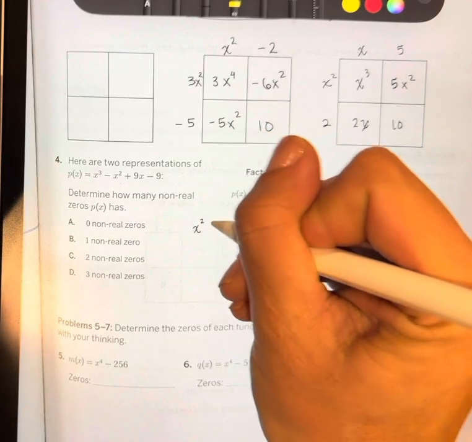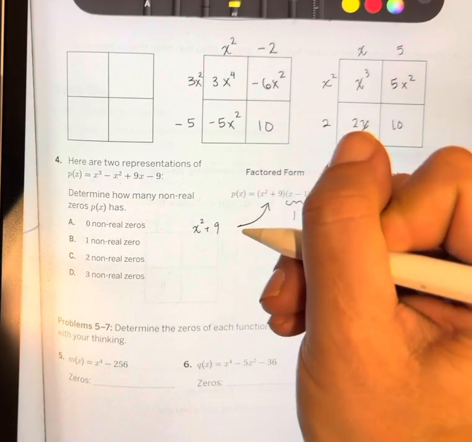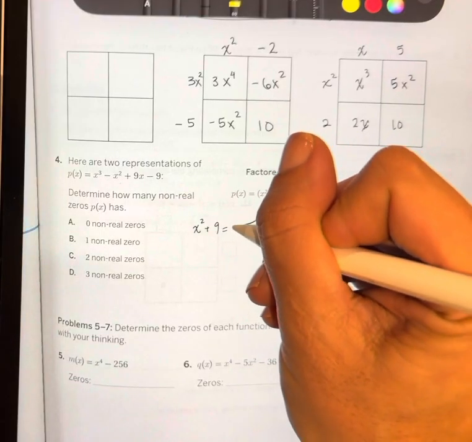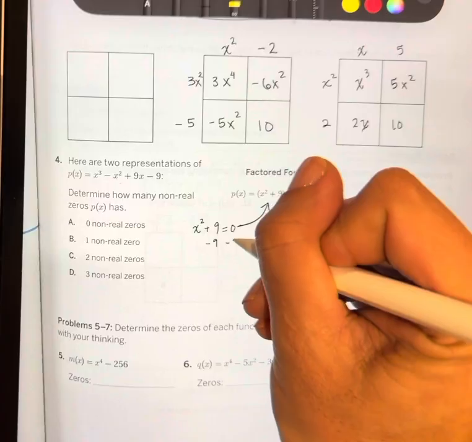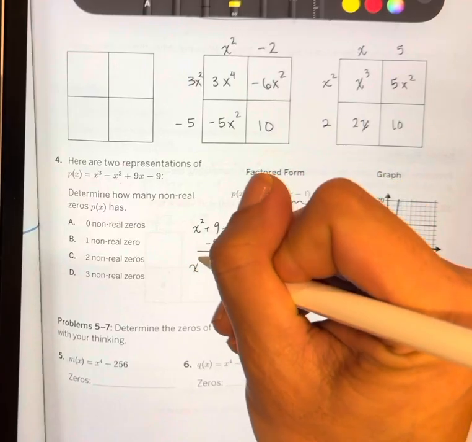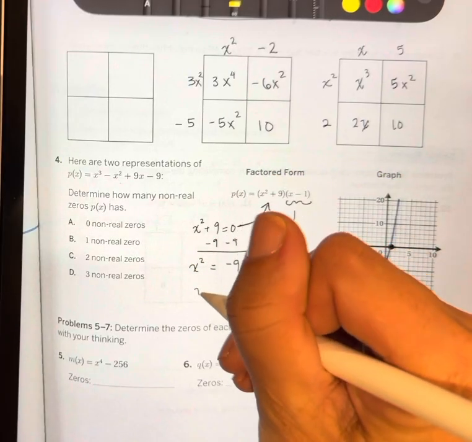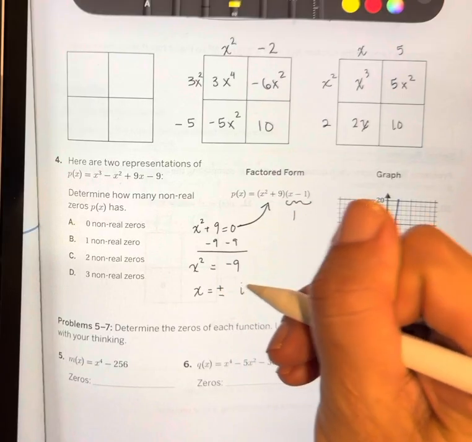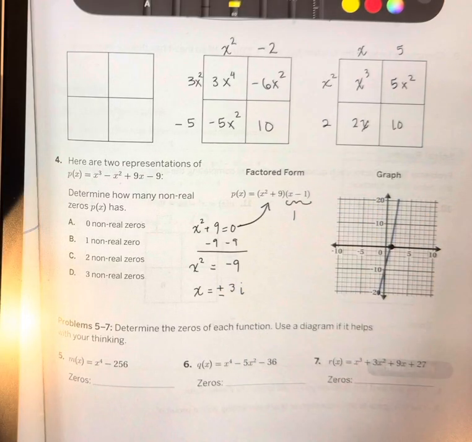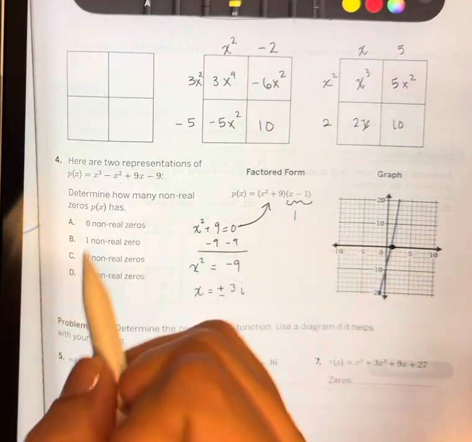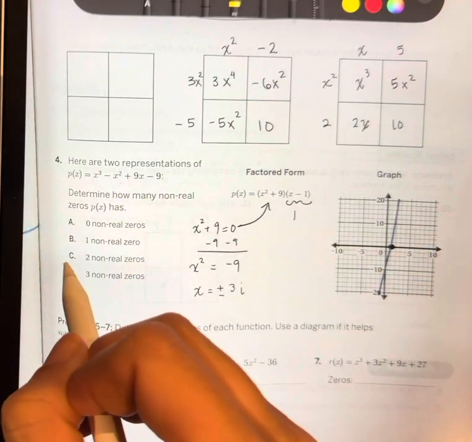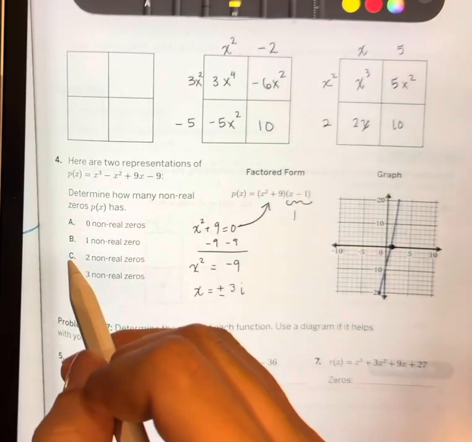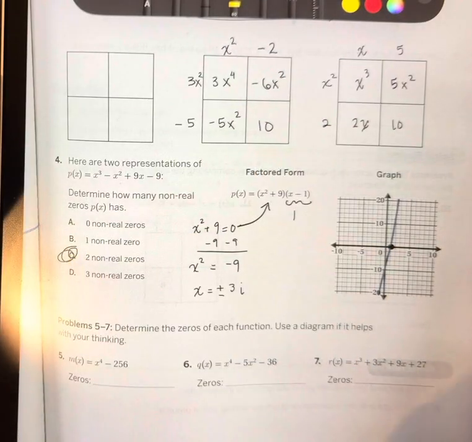Well, if you were paying attention in class, you learned that a square with a plus sign always leads to imaginary zeros. Because step 1, we subtract, and we end up with a square equaling a negative. So that's going to give us a plus or a minus, and then something with an i, in this case 3. So 2 imaginary zeros, and that's right here. Okay, it's 2 of them.